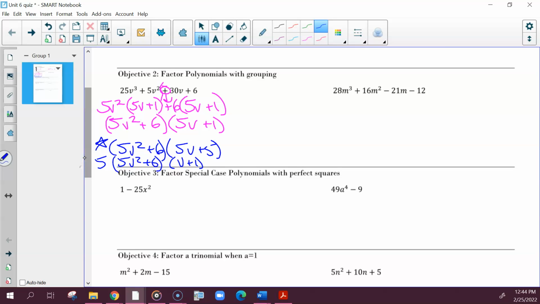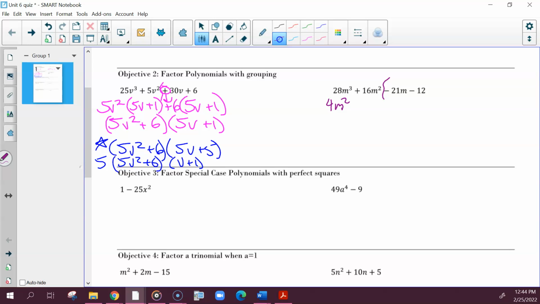The second one, we're going to do the same thing. Split this down the middle. What can we divide out of the first 2? 4. Is that the only thing we can divide out? M squared. They both have at least a 4. They both have at least an M squared.